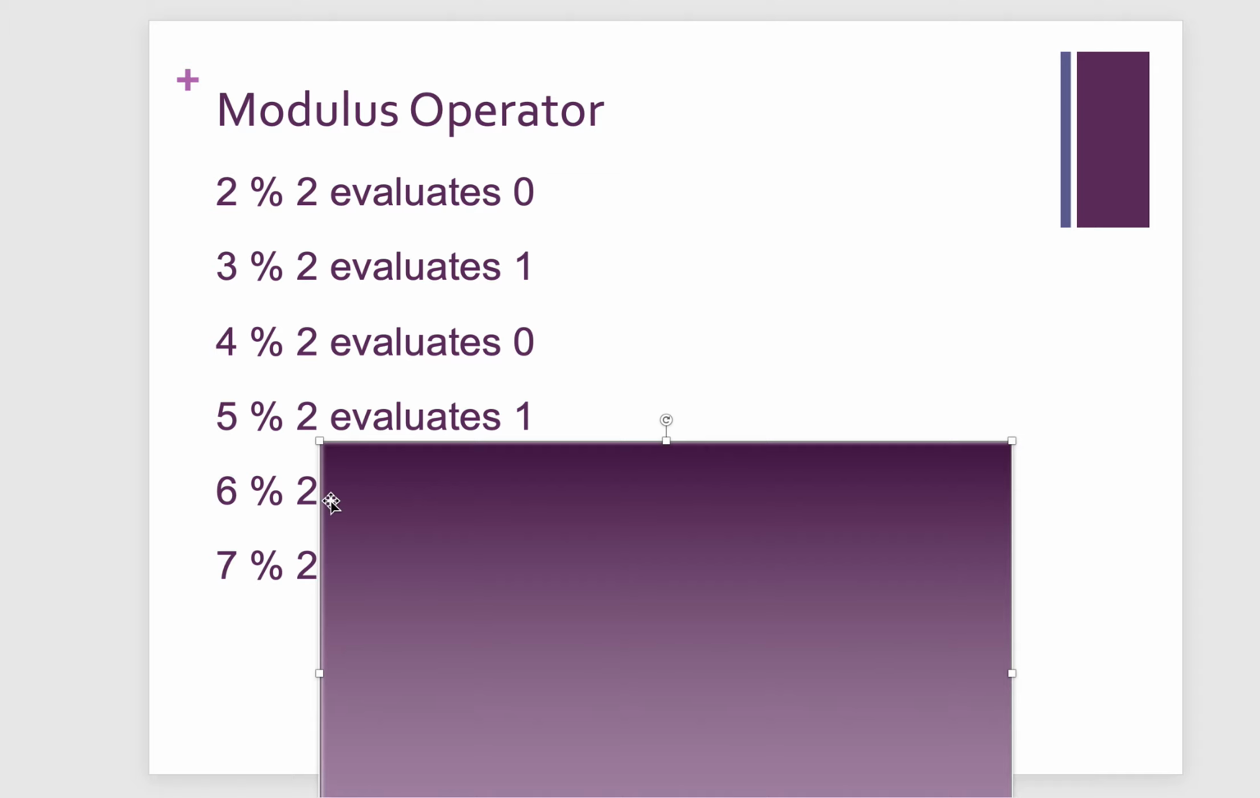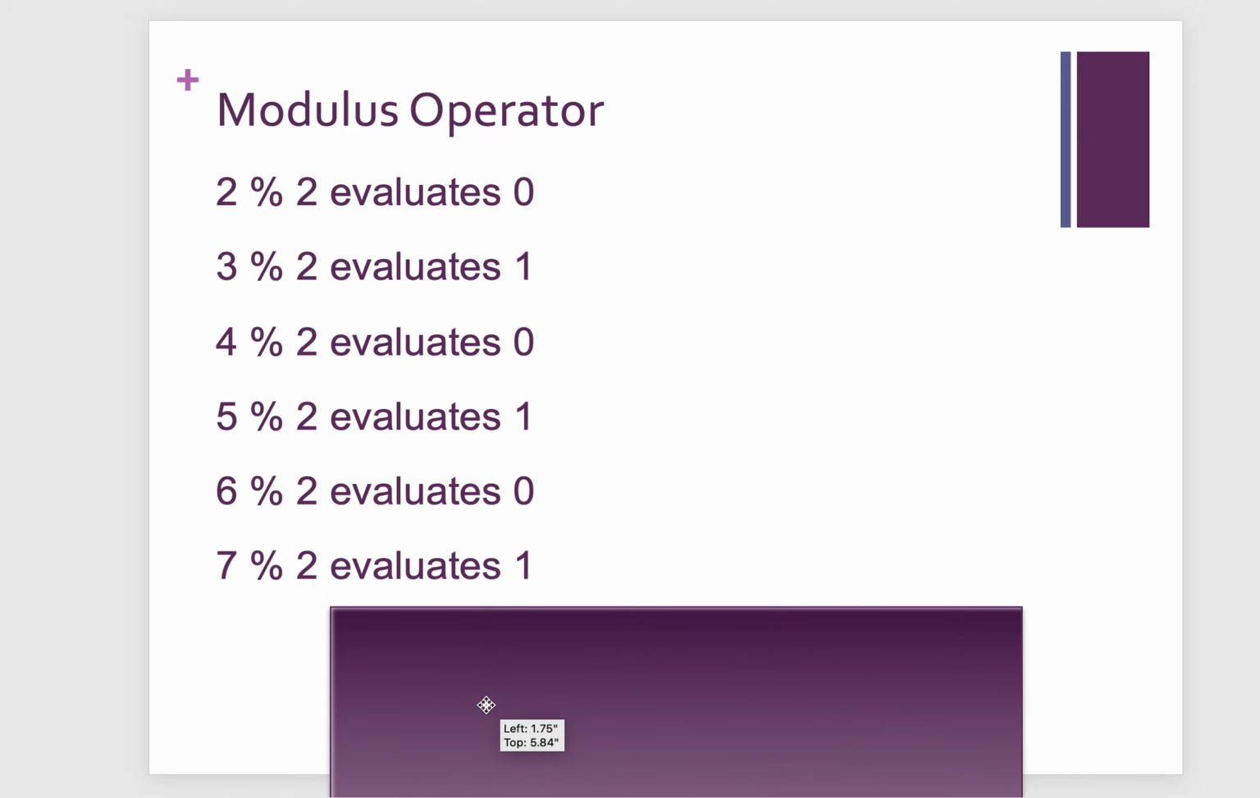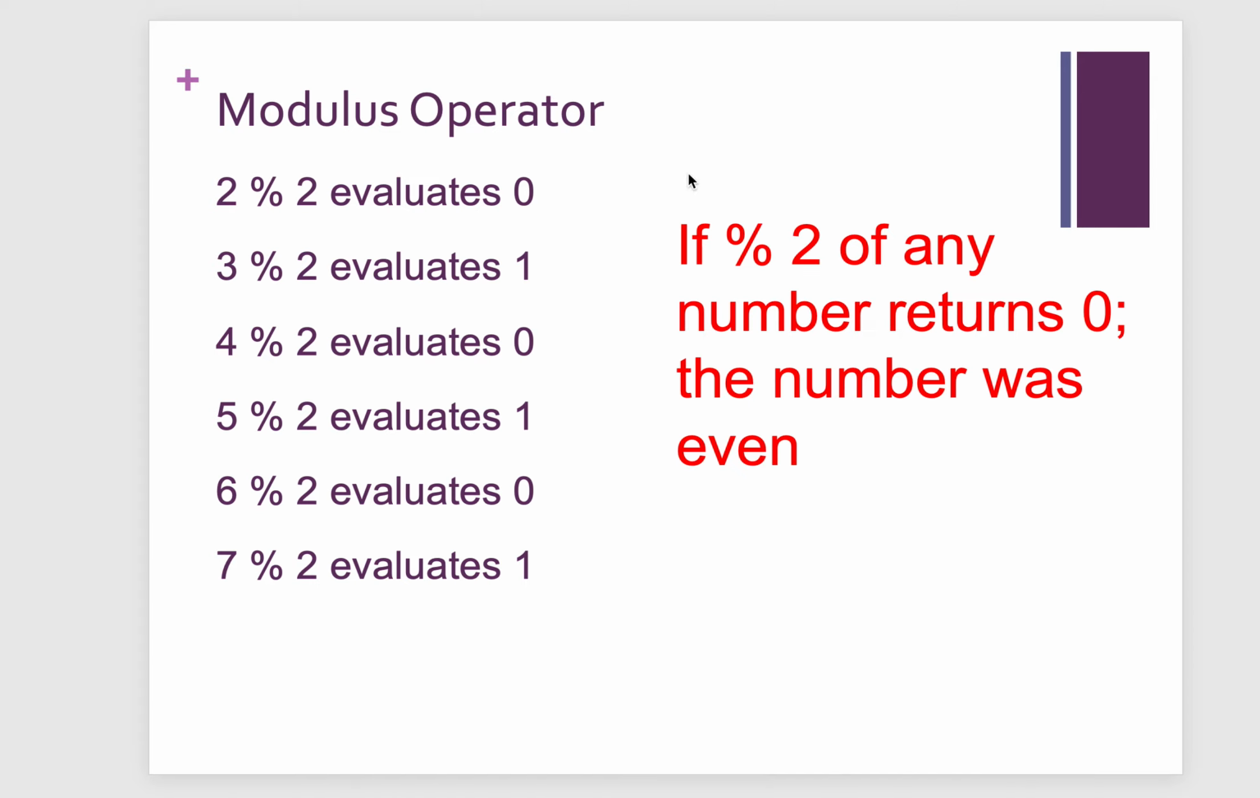6 mod 2, it goes in an even number of times, there's no remainder, so it evaluates to 0. Are you seeing a pattern here? Turns out if you mod 2 of any number, if it returns 0, then it means that number's even. So that's an easy way for the computer to figure out whether a number's even.